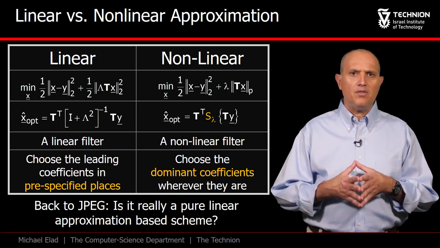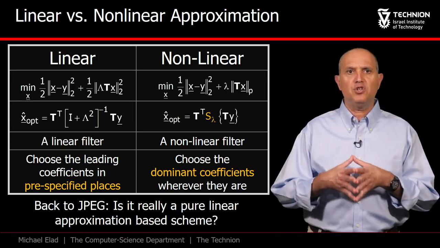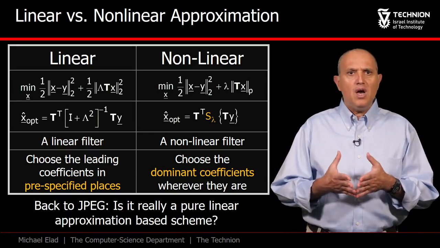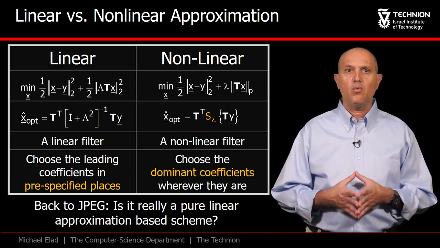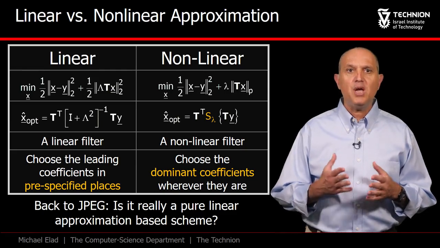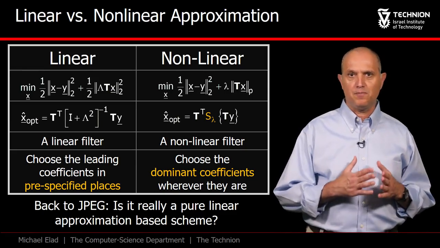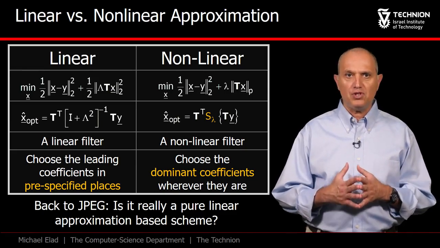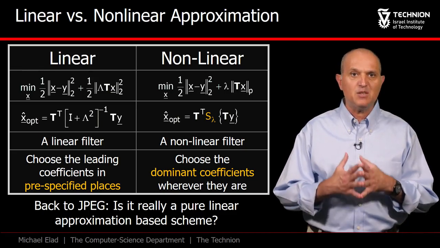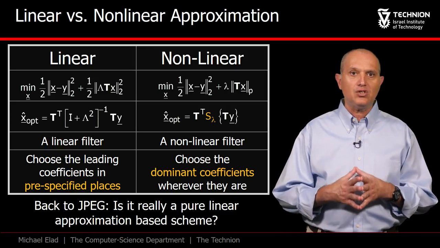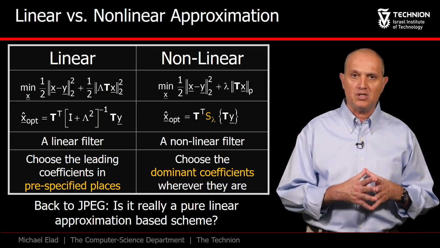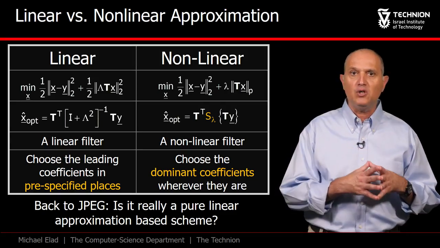Do you remember the question we have raised in the context of the JPEG algorithm? We were wondering how come it works so well if it is based on an L2 norm prior? Well, now we have the answer. JPEG starts with a linear scheme. But if a dominant transform coefficient is found elsewhere, it gets a special treatment, and it is not nulled. Thus, JPEG essentially relies on a combination of the two approximation schemes, and it is not a pure L2 based prior.